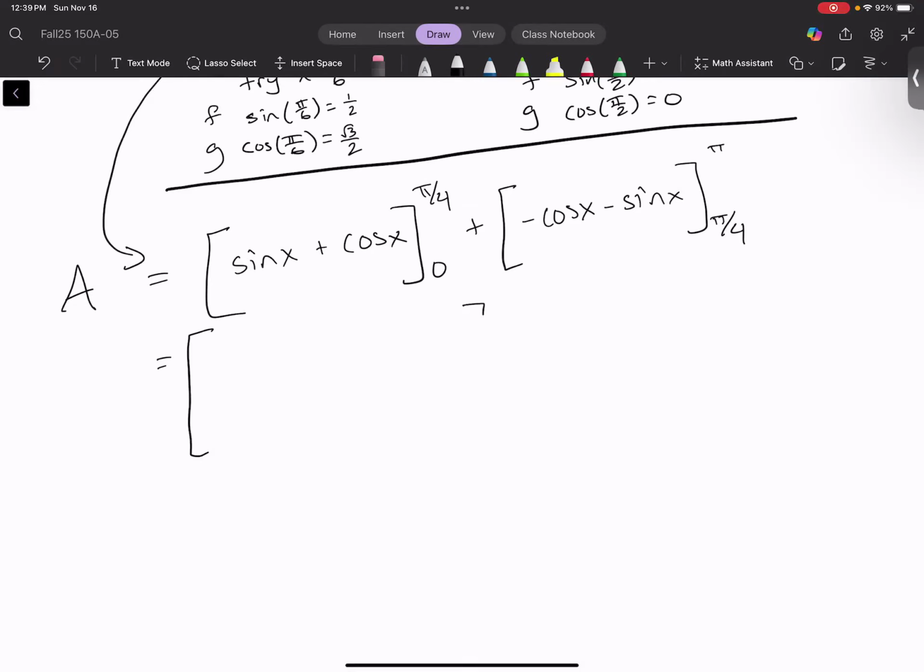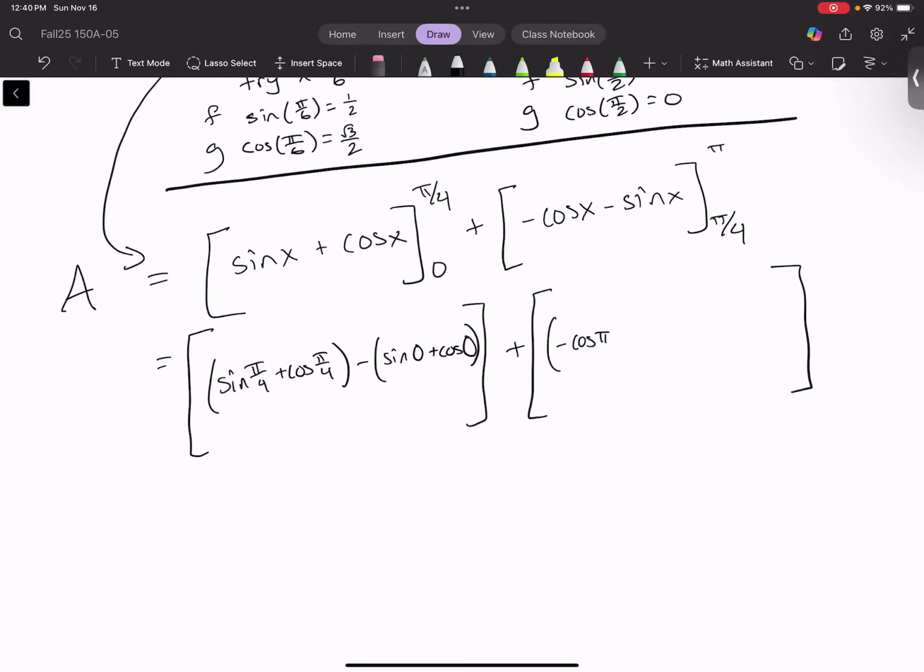Since we have two integrals happening here, I'm going to have two big sets of brackets. And then we'll have, let's see, sine of pi over 4 plus cosine of pi over 4 minus sine of 0 plus cosine of 0. And then here we'll have minus cosine of pi minus sine of pi minus cosine of pi over 4 minus sine of pi over 4. Okay, a lot of negatives happening, so let's be careful here.